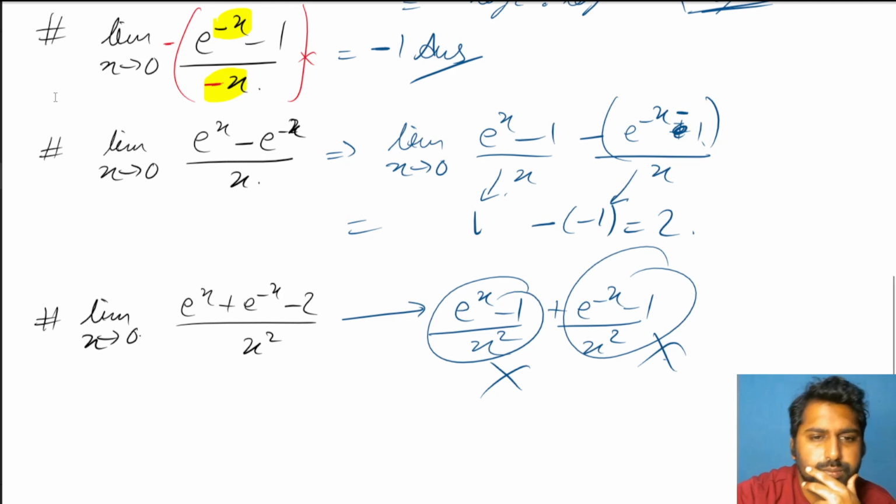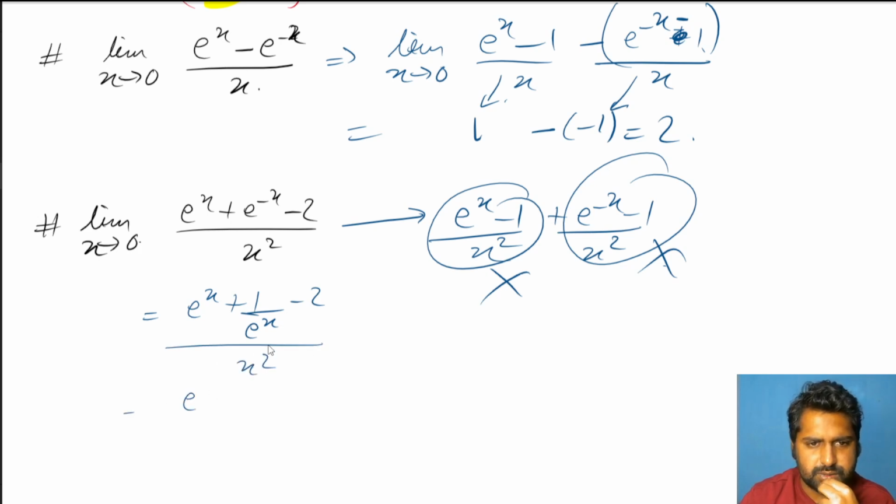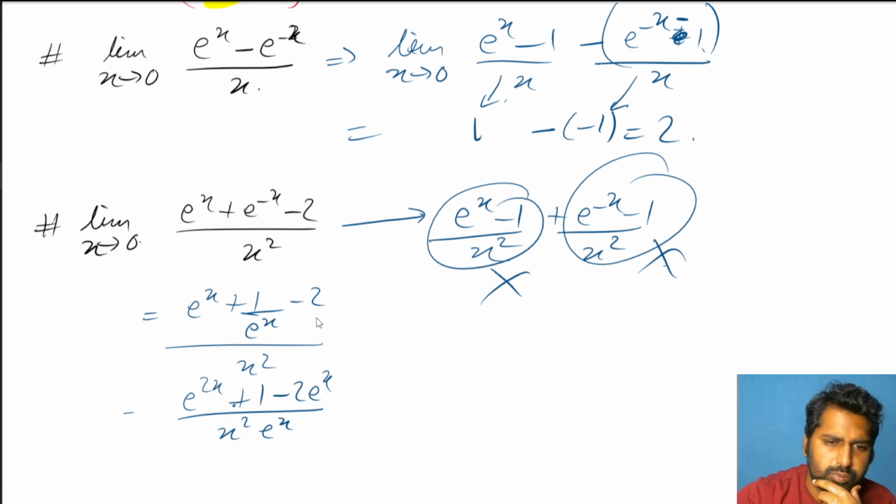What do we do? Let's simplify the negative power, because what you have done in the earlier classes is whenever you see a negative power you try to make it positive. So e raised to power x plus 1 upon e raised to power x, minus 2. Let's take the LCM. It becomes (e raised to power 2x plus 1 minus 2 e raised to power x) upon x square e raised to power x. I've joined the denominators, both of them.